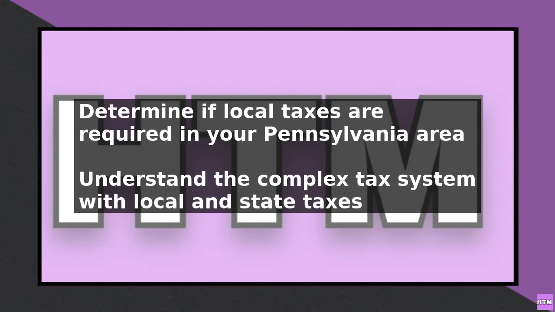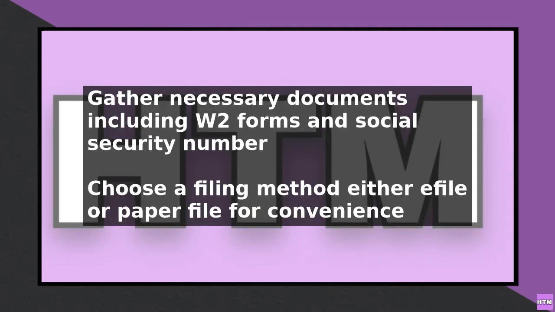local tax return. Next, gather all necessary documents, including your W-2 forms, 1099 forms, and any other relevant tax documents. You will also need your Social Security number or taxpayer identification number.